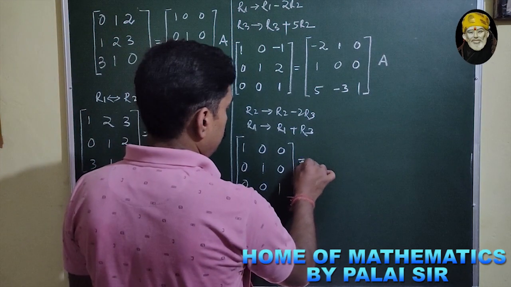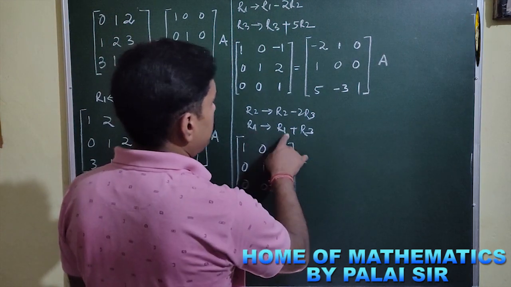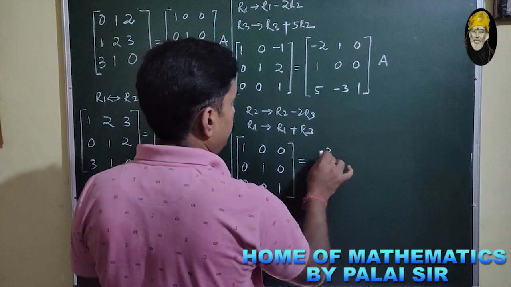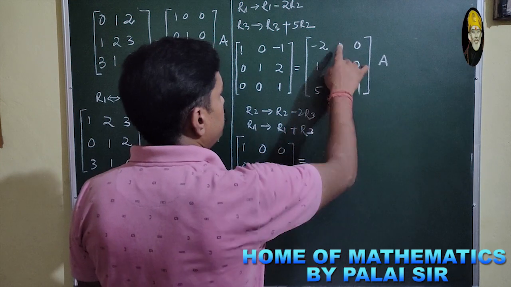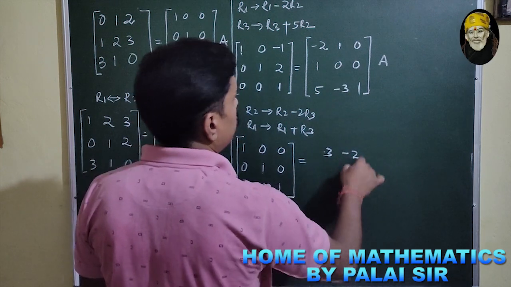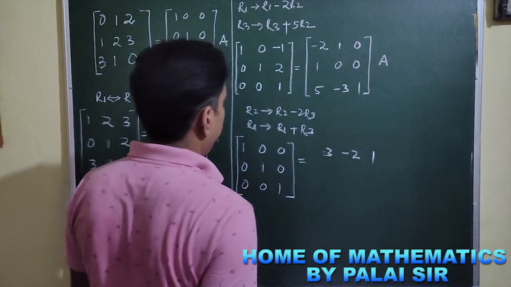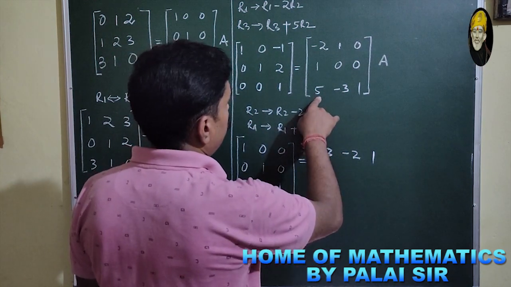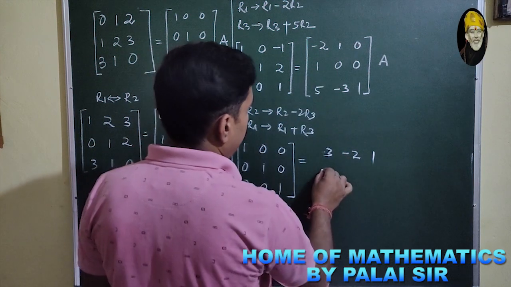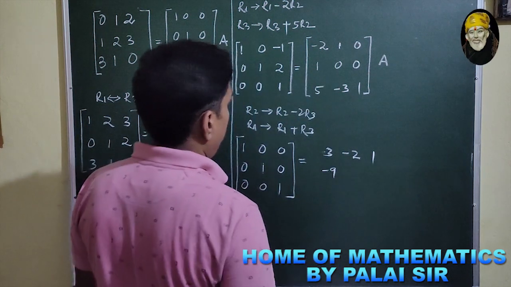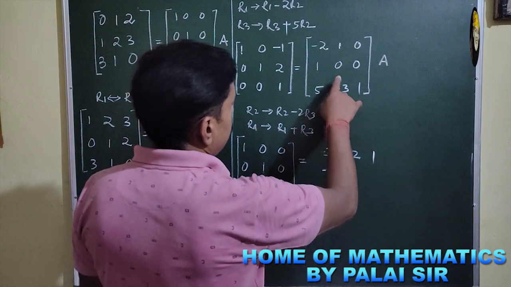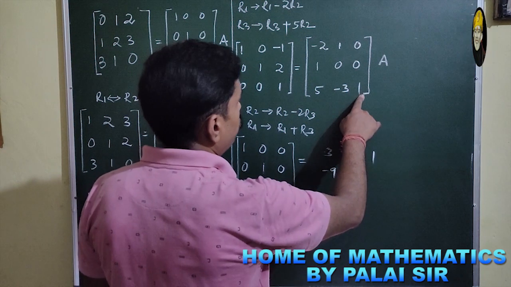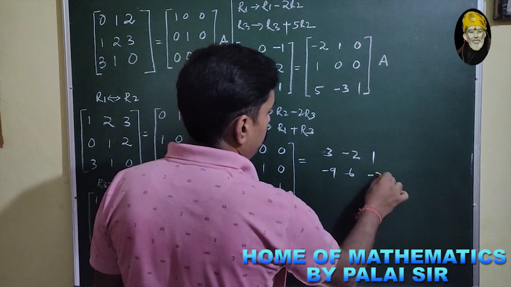What will be its value? R1 is R1 plus R3. So 5 minus 2, it will be 3. And here minus 3 plus 1, that will be minus 2. And 0 plus 1, this is 1. Then R2 is what? R2 minus 2R3. You multiply 2 with this one. So 1 minus 10, this will be minus 9. And here 0 plus 6, it will be 6, and here it is 2, 0 minus 2, it will be minus 2.